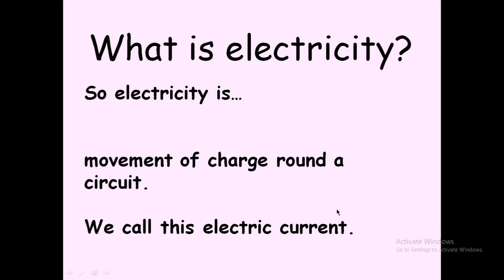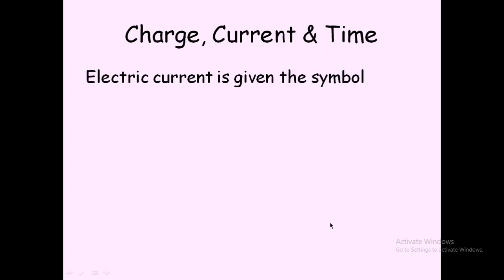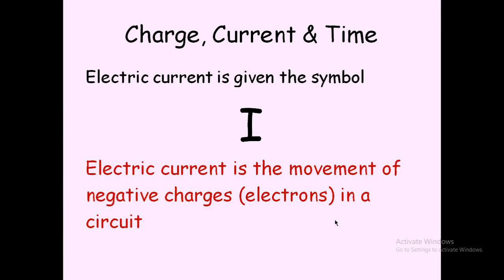And we learned that charges are of two types, positive charge and negative charge, and negative charges are carried by electrons. So electrons only move within the circuit. Now electric current is given by the symbol capital I, and electric current is defined as movement of negative charges in a circuit. Here negative charges are nothing but electrons.